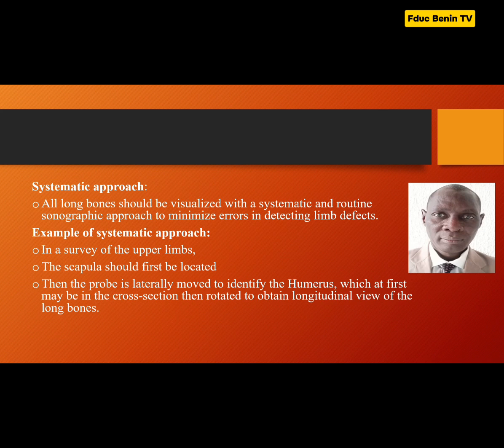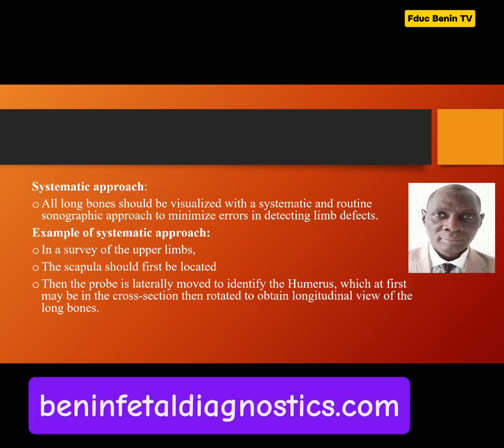Now let's look at the examination of the upper limb. In a survey of the upper limbs, the scapula, like I mentioned, should first be located because it is a fixed point and it will be our landmark. Then the probe is laterally moved to identify the humerus, which at first may be in cross-section. And when you rotate the probe, you obtain the longitudinal view of that particular long bone.